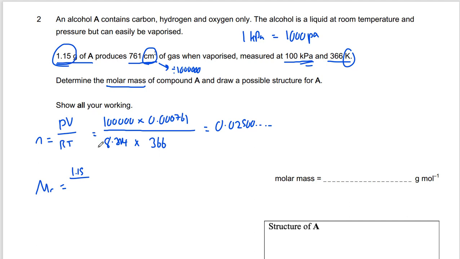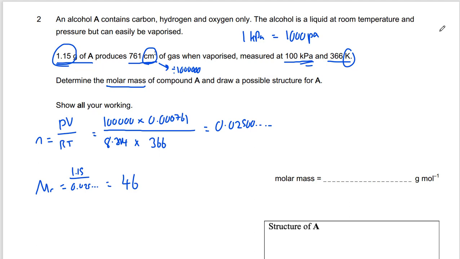It's the grams of A divided by the moles that I just got, 0.025 and so on. Again, I'm not rounding. I'm just leaving it on the calculator. I'm just not writing all the numbers down because I don't want to. And that gives us a mass of 46. Okay, so at that point then you can figure out what the alcohol is.